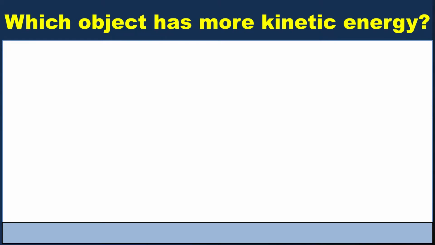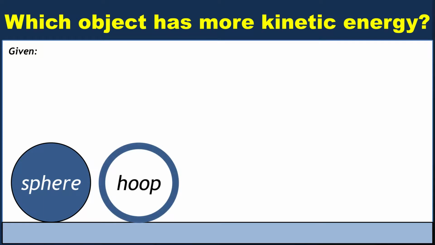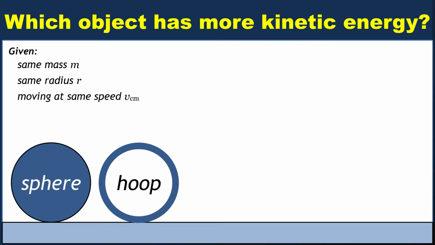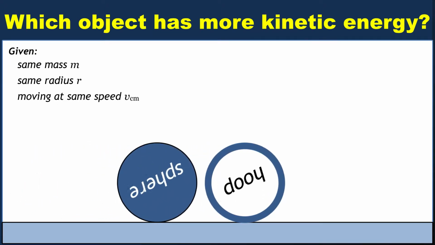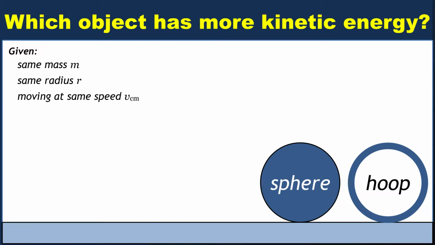Here's a tricky question. Imagine that we're given two objects, one of which is a solid sphere, the other of which is a hoop. We're told that they have the same mass and the same radius, and that their centers of mass are moving at the same speed, something like this. The question is, which of these two objects has more kinetic energy? Think you know the answer?